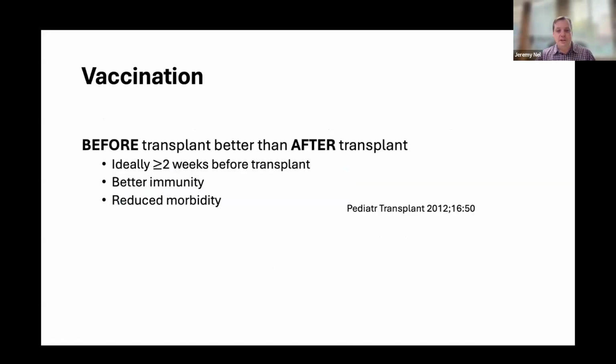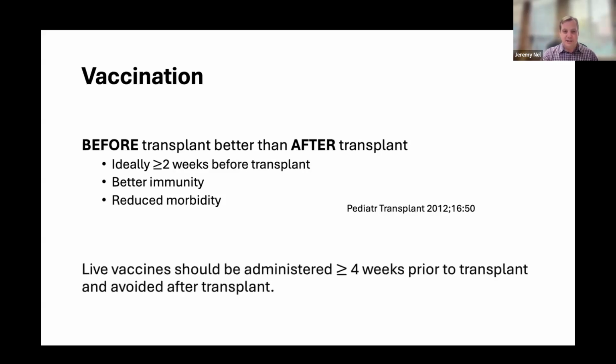And then the fourth component of this pre-transplant assessment is the vaccination. We need to be doing this before transplantation wherever possible. It's better than after transplantation. It makes sense. You get a better immune response before transplant to your vaccine, and you carry that with you post-transplant to some degree. So ideally, if you have time, we want to give the vaccines 2 or more weeks before you get transplanted. You get better immunity, and it actually shows a hard endpoint of reduced morbidity in at least 2 or 3 randomized trials.